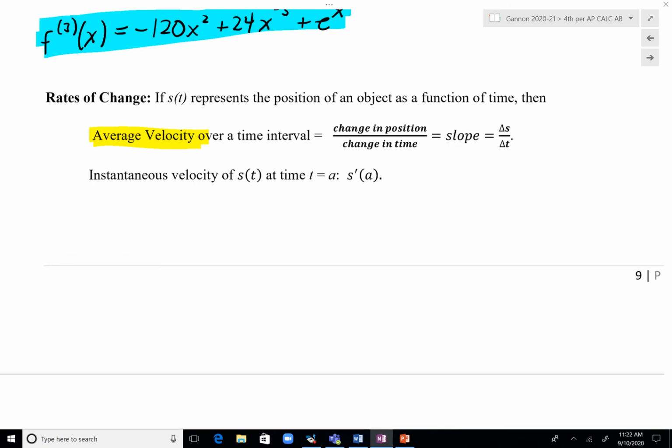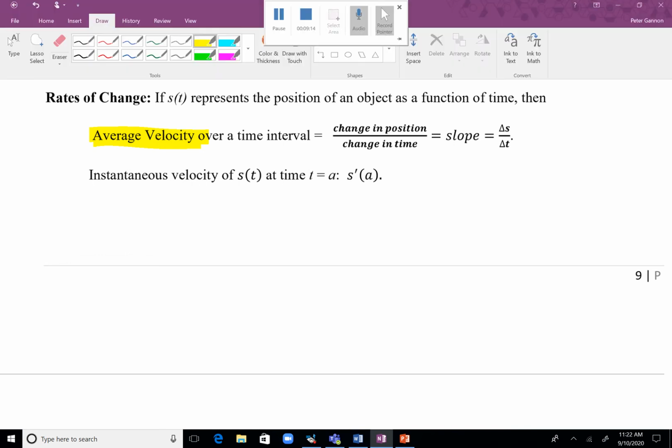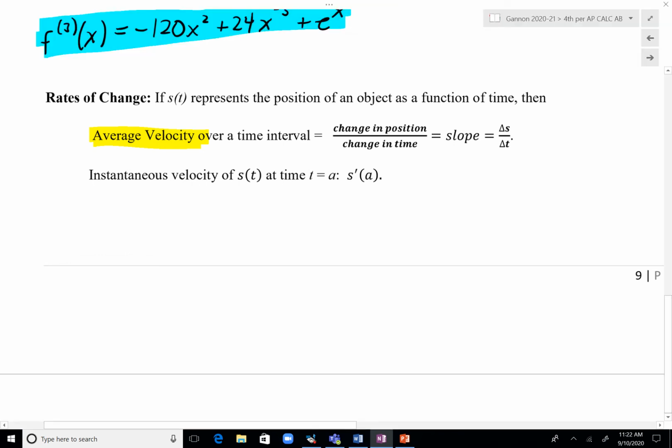If we want to know the instantaneous velocity at a given point, that is where the derivative comes in. So the instantaneous velocity is the derivative of the function evaluated at a specific point in time.